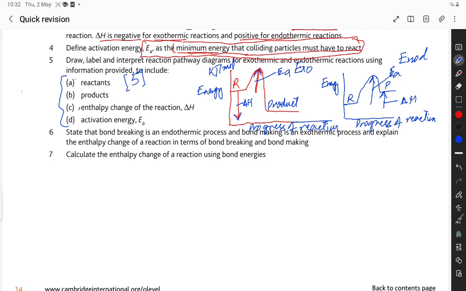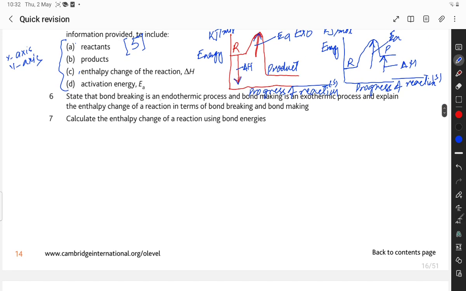The examiner also wants you to label the x-axis and y-axis. Write progress of reaction on the x-axis and energy in kilojoule per mole on the y-axis. So this is the energy profile diagram. State that bond making is an exothermic process and bond breaking is an endothermic process, and explain enthalpy change of reaction in terms of bond breaking.